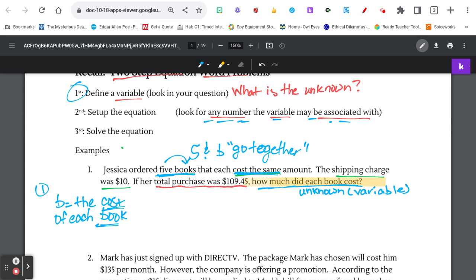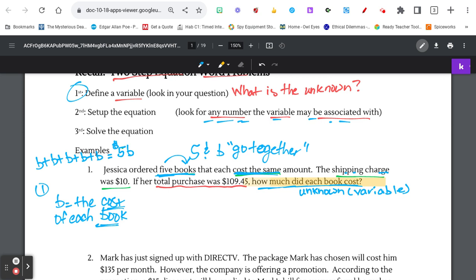5 and B would not go with 10 because 10 refers to the shipping cost. So that's not it. So I know 5 and B are going together, and it's the books cost the same thing. I bought 5 of those. So that means I paid B dollars 5 times. I paid B for one, B dollars for another, B dollars for another, B dollars for a fourth, and B dollars for a fifth. In other words, I paid $5B. That's how much I paid in all.